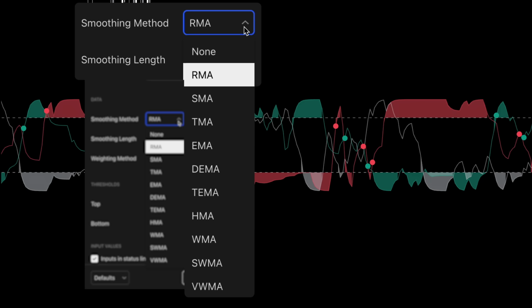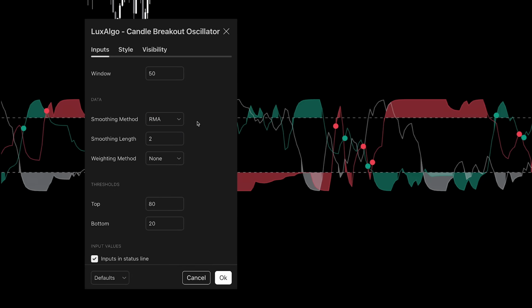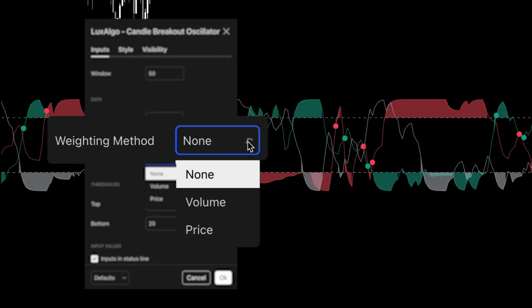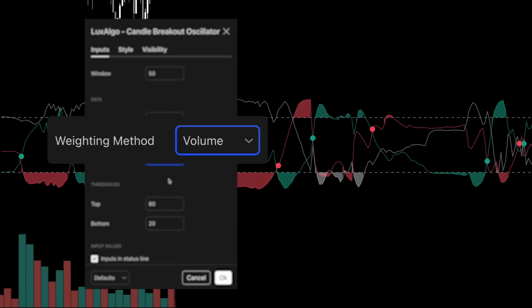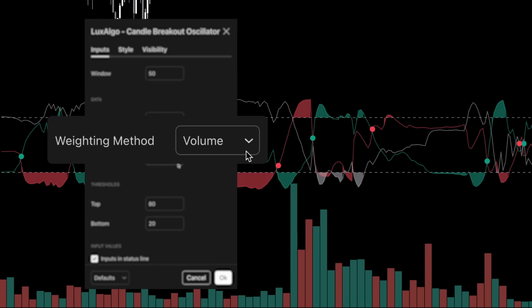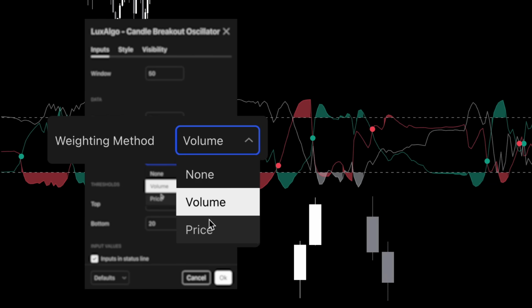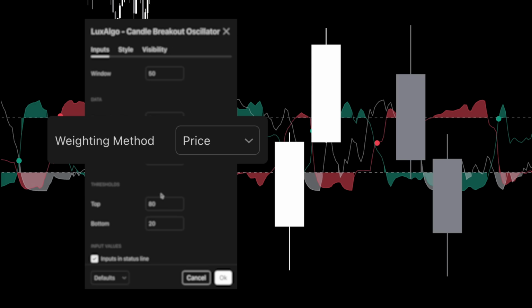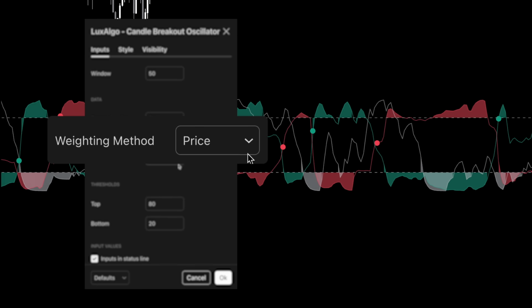The weighting method adds another layer. Instead of each breakout counting equally, +1, -1, you can amplify them by volume, giving more weight to heavy volume thrusts, or by price, emphasizing how far the close breaks beyond the prior high or low. Selecting none leaves all breakouts with equal influence.